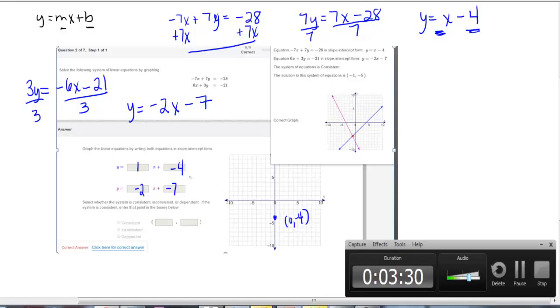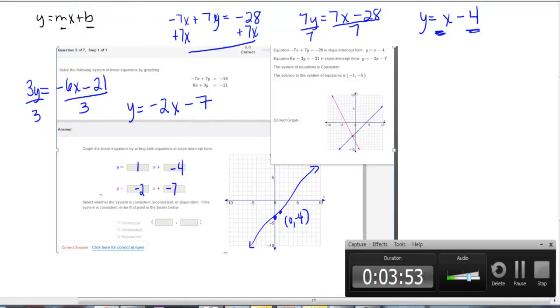Then I can use the slope. It goes up 1 and to the right 1. So we go up 1 from here. I can't see this grid so well, so it kind of goes like this. And then I'll do the other one in red.